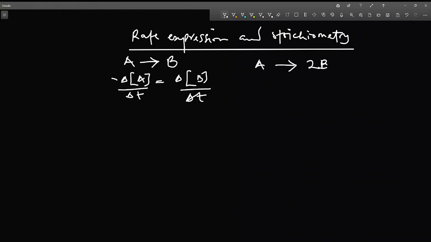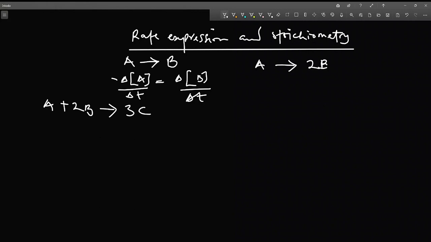Similarly, let's say I have A plus 2B to give 3C. If you look at this, you can see 2B is like 2 times A and 3C is like 3 times A. So I can say that the rate at which B is disappearing is 2 times the rate at which A is disappearing or being used up in the reaction. And the rate at which C is being formed is 3 times the rate at which A is being used.